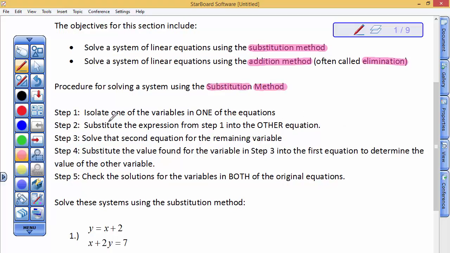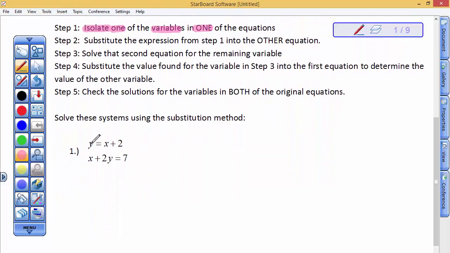So step one is to isolate one of the variables in one of the equations. Would you look with me at this first system? Do you see how y is all alone? That means isolated. It's already all alone. Step number two is to substitute the expression from step one into the other equation. So you see how y is equal to this expression? Step number two is to substitute that in for y into the other equation. And then solve that second equation for the variable that's left as a result.